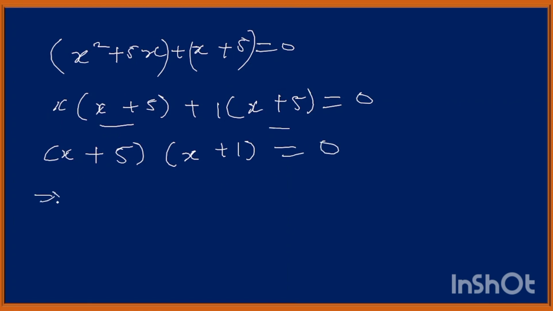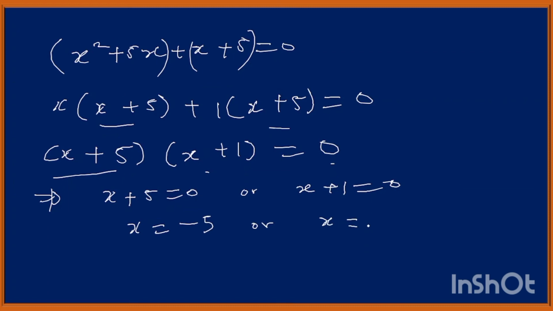Now what you do at this step, you equate each of these to 0 and you get two answers. So x plus 5 is equal to 0, or x plus 1 is equal to 0. If x plus 5 is equal to 0, that means x is equal to minus 5, or x is equal to minus 1. So this is the solution.